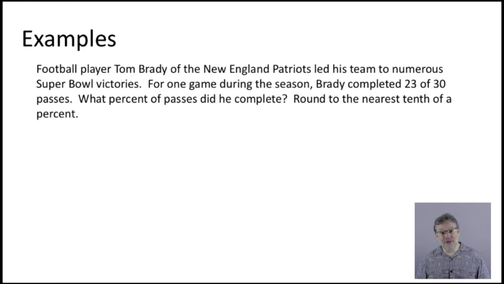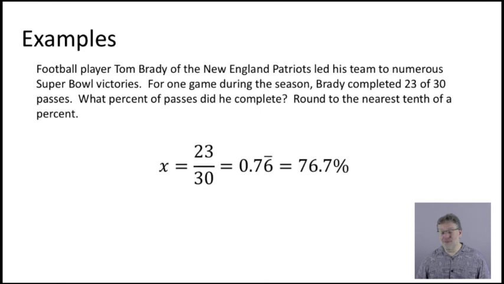We're trying to find out what the rate is, and we find out what that rate is by simply dividing portion divided by base for 0.76 repeating, or 76.7%, and we're rounding that to the nearest tenth of a percent, which means that our last decimal point there, we're rounding up to 76.7%.